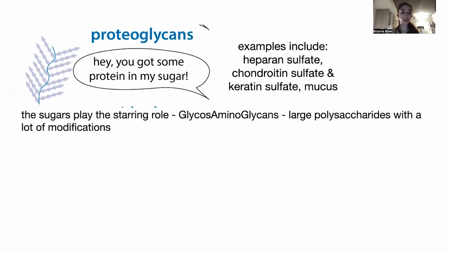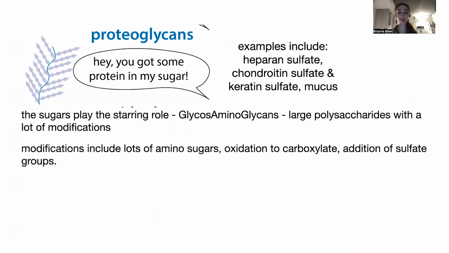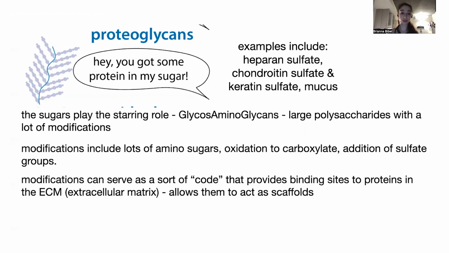The sugars in proteoglycans are often glycosaminoglycans, or GAGs, and these are large polysaccharides with a lot of modifications. These can include things like amino sugars, oxidation to carboxylate, and addition of sulfate groups. Different proteoglycans can have different modifications, and these can allow it to serve as a sort of code that provides binding sites to proteins in the extracellular matrix, the ECM, and it's going to allow them to act as scaffolds.